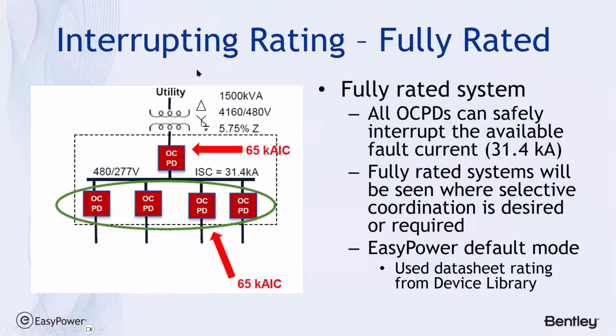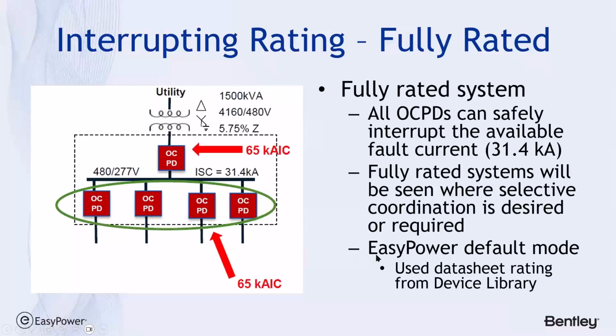So what we're talking about is interrupt rating. Fuses are usually the highest rated element in the system. A fully rated system means that all the protective devices can safely interrupt the available current. For instance, in this example, I have a short circuit available current of just under 32,000 amps, but my protective devices are all rated for 65,000 amps. So we refer to this combination as a fully rated system.